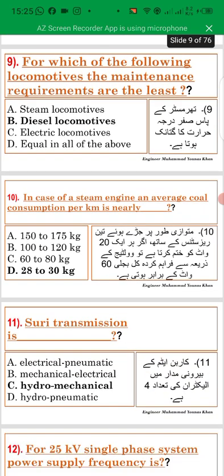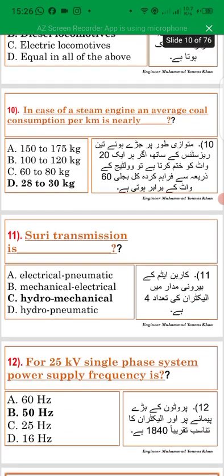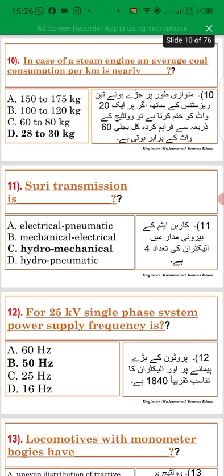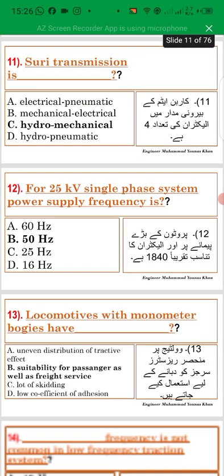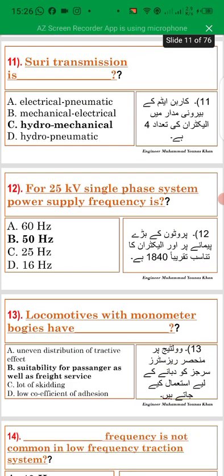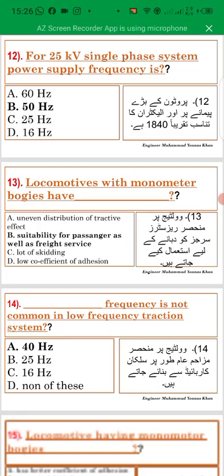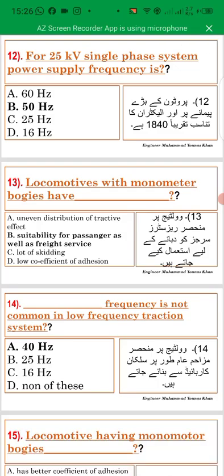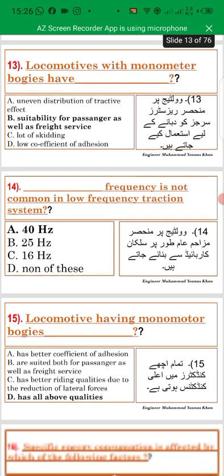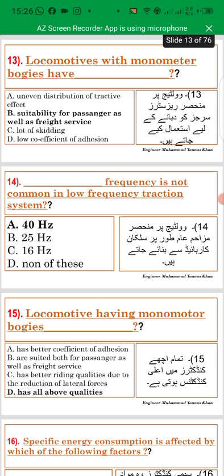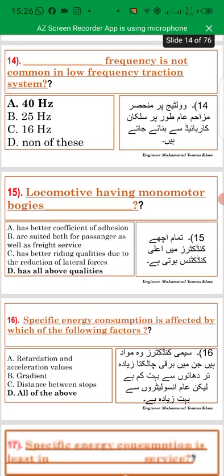For which of the following locomotives are the maintenance requirements the least? Diesel locomotives. In case of a steam engine, the average coal consumption per kilometer is nearly 30 kg. Serial transmission is hydromechanical. For a 25 kV single phase system, power supply frequency is 50 Hz. Locomotives with monomotor bogie have suitability for passenger as well as freight service.